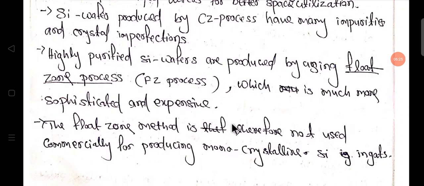The float zone method is not used commercially for producing monocrystalline silicon ingots. In the CZ method there are many losses and some impurity or imperfection in the silicon wafer. Pure silicon ingots can be produced using the float zone method, but it is a sophisticated and very expensive method. So we cannot use the float zone method in our commercial industry to generate silicon wafers. So we use the CZ process.